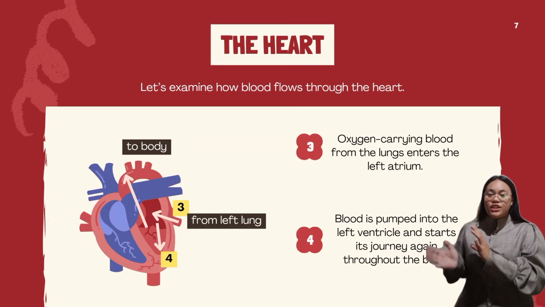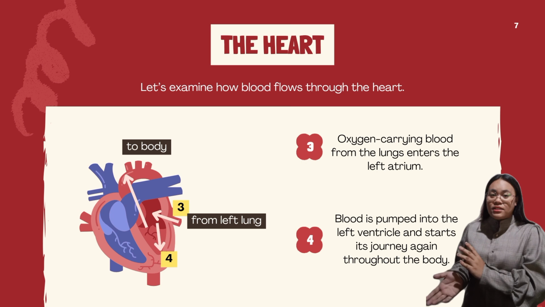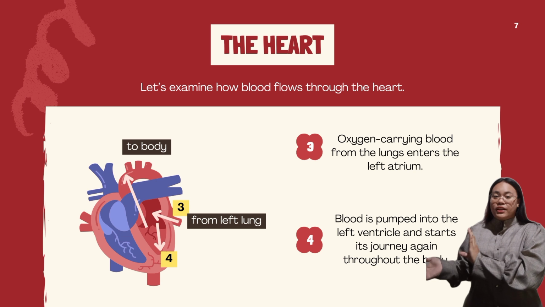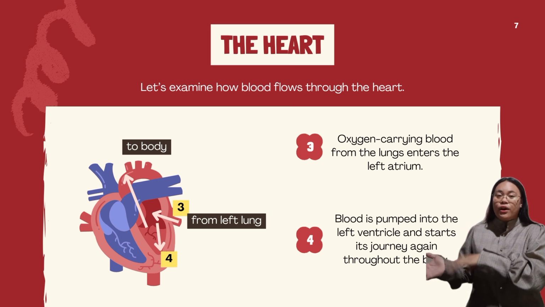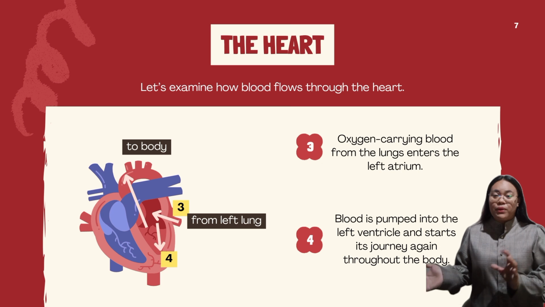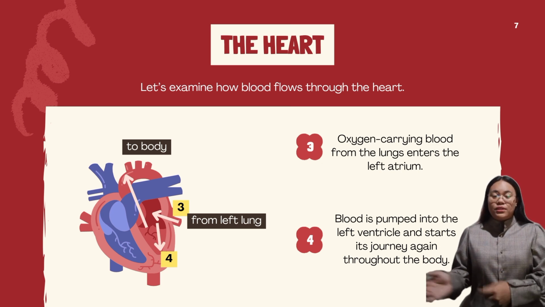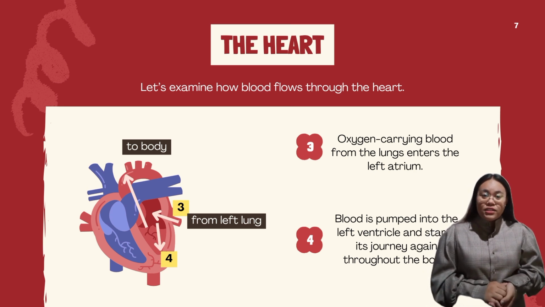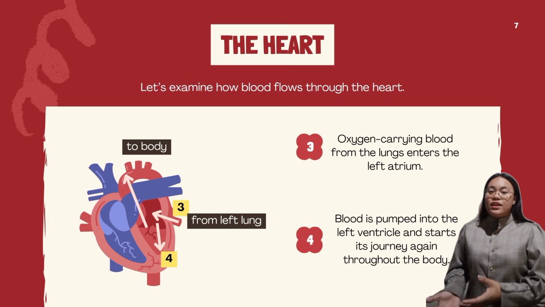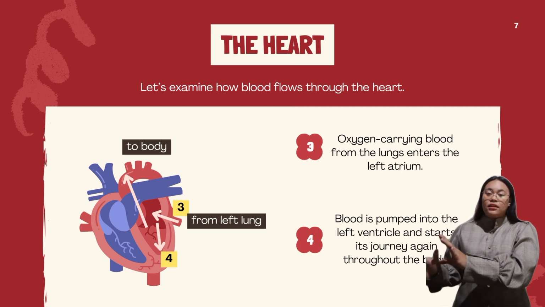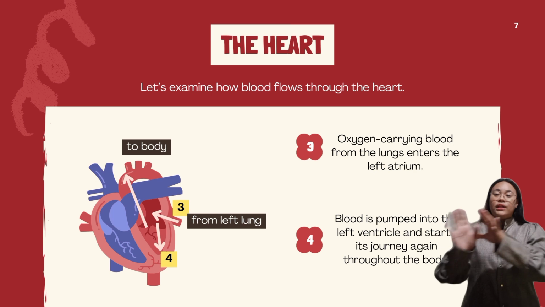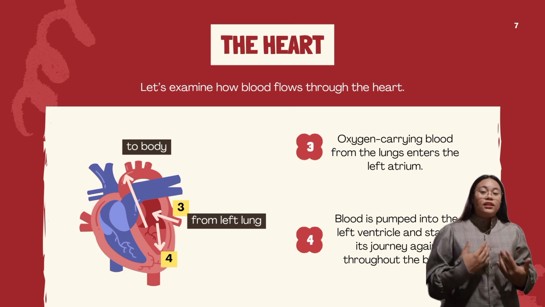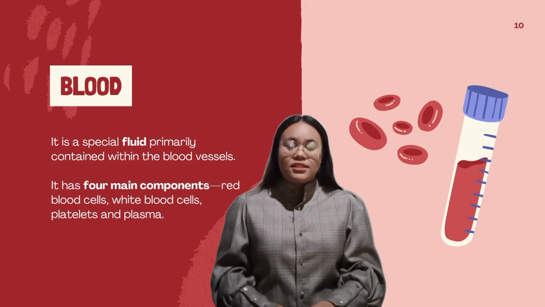Next, oxygen-carrying blood from the lungs enters the left atrium. Then the blood is pumped into the left ventricle and starts the journey again throughout the body. So from the right side of our chambers to the left, the blood exchanges carbon dioxide for oxygen in our lungs.